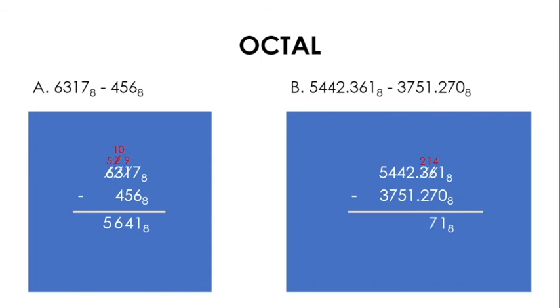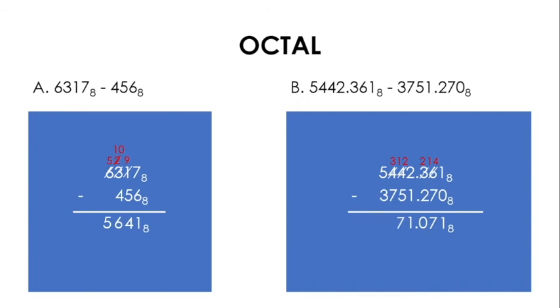2 minus 2 is 0. 2 minus 1 is 1. We cannot subtract 4 to 5, so we'll borrow 8. Now we have 12. 12 minus 5 is 7.